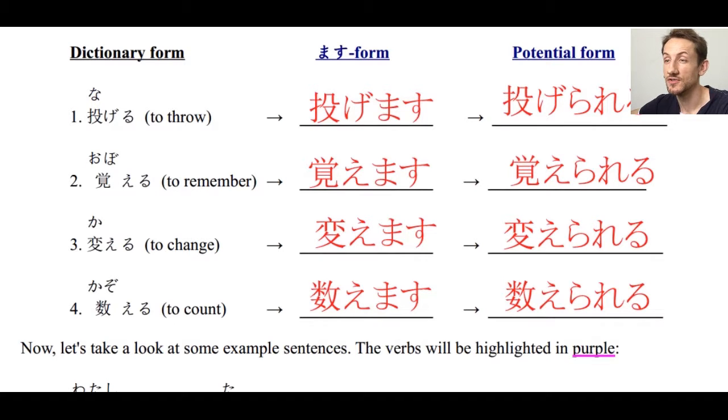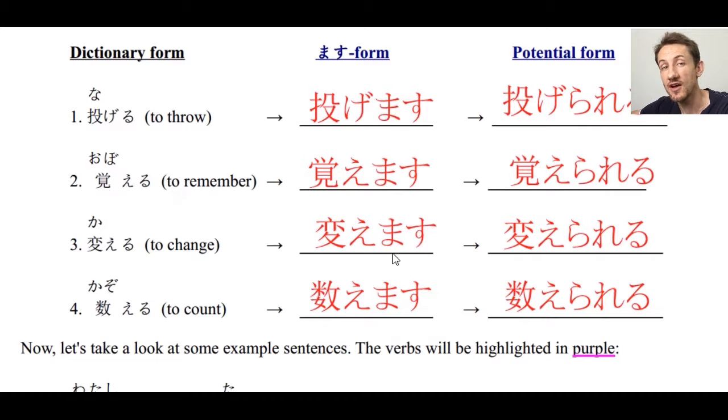All right, so now we'll check our answers. So nageru, the mas form is nagemasu, and nagerareru. Number 2, oboeru, oboemasu, oboerareru. Number 3, kaeru, kaemasu, kaerareru. And the last one, kazoeru, kazoemasu, kazoerareru. So, count, can count. Change, can change. So this is just the potential form, how to express the ability to do something.